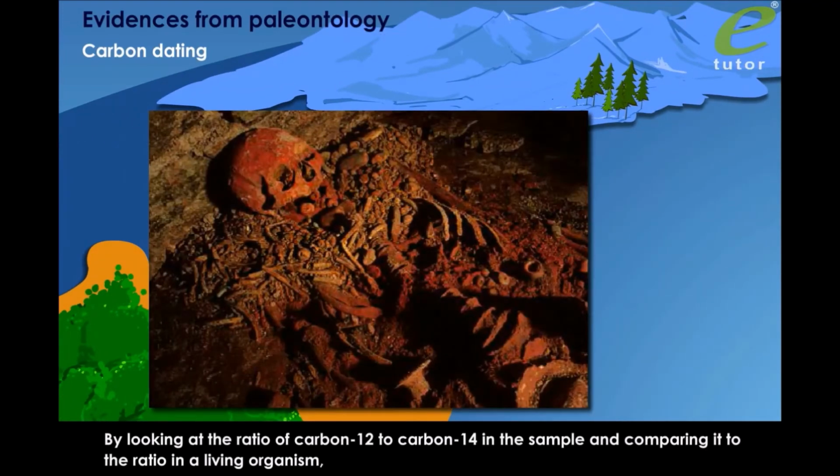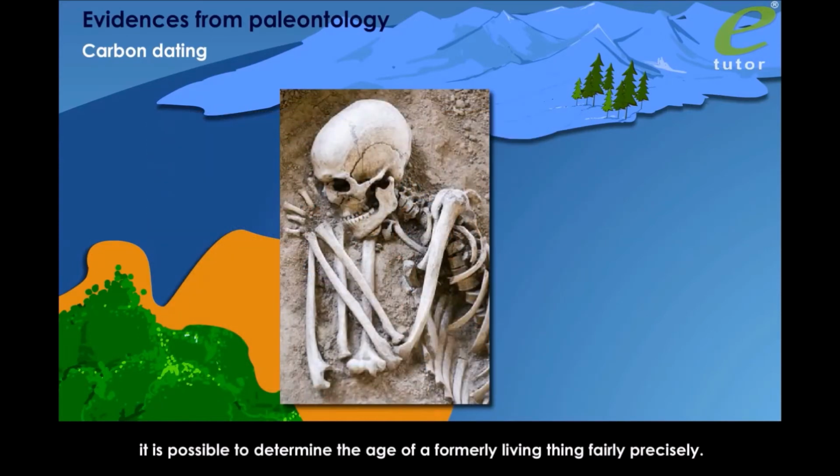By looking at the ratio of carbon-12 to carbon-14 in the sample and comparing it to the ratio in a living organism, it is possible to determine the age of a formerly living thing fairly precisely.